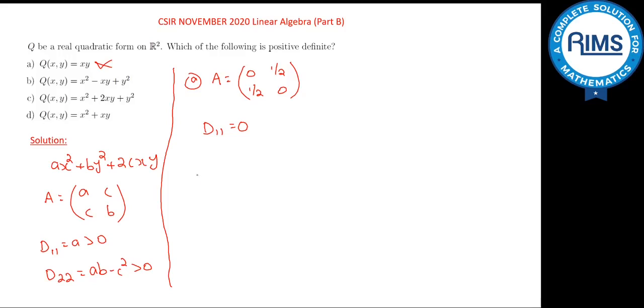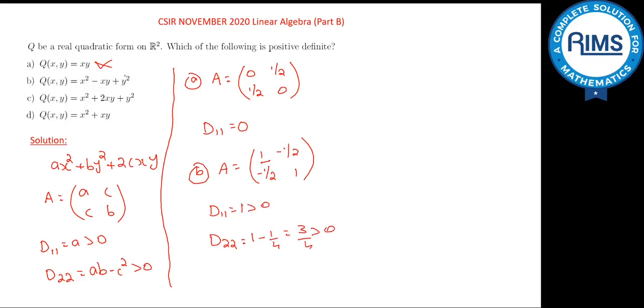Now consider option B. What is the matrix corresponding to this option? Capital A equal to 1, minus 1 by 2, minus 1 by 2, 1. Now what is D11? D11 equal to 1, and D22 equal to determinant of this matrix, that is 1 minus 1 by 4, which is equal to 4 minus 1, that is 3 by 4. Here both the leading principal minors are greater than 0, so this quadratic form is positive definite.